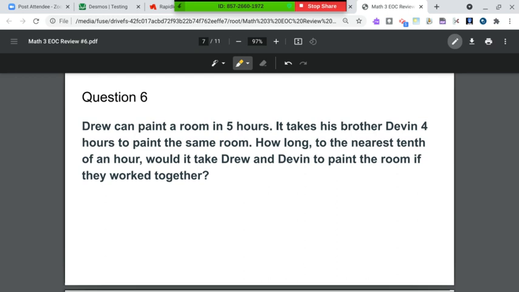Okay, number 6. Drew can paint a room in 5 hours. It takes his brother Devin 4 hours to paint the same room. How long, to the nearest tenth, would it take Drew and Devin to paint if they worked together? Okay, anybody got the formula down for us? 1 over time alone plus 1 over time alone equals 1 over time together.